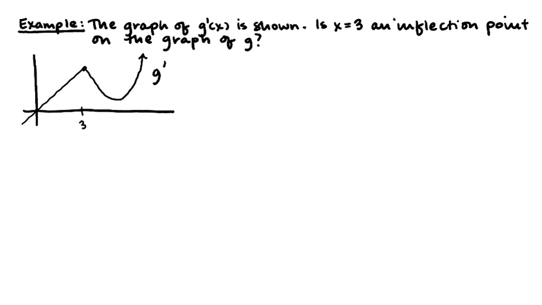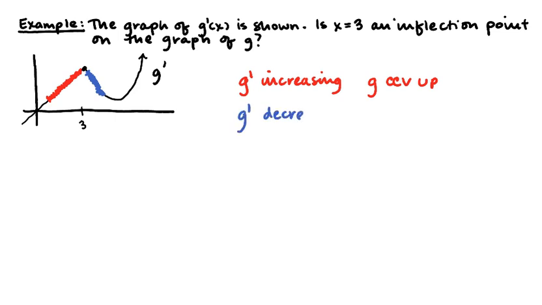Over here to the left of 3, g prime is doing what? What is the graph doing? Okay, g prime is increasing. That means g is concave what? Yes, up. Then afterwards, g prime is decreasing, meaning the graph of g is concave down. Meaning that at 3, there was a change in concavity. It went from concave up to concave down. A change in concavity is a point of inflection.